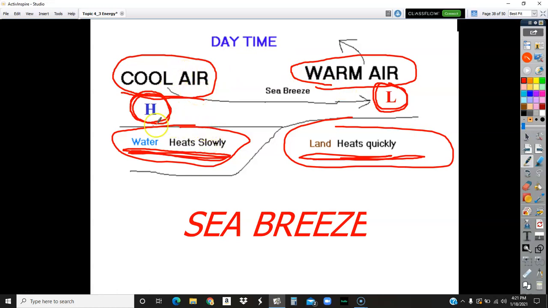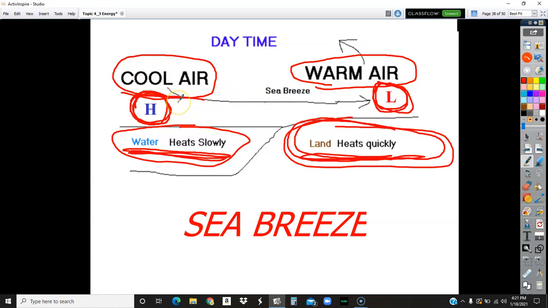So you've got cold air sitting above the cool ocean water. You've got hot, warm air sitting above the sand that heated up quickly. You created a high pressure over the ocean. You created a low pressure over the beach. That creates a breeze. Wind is like energy.